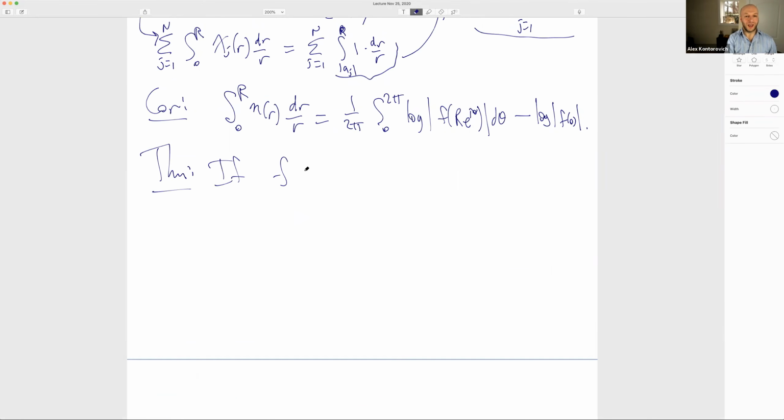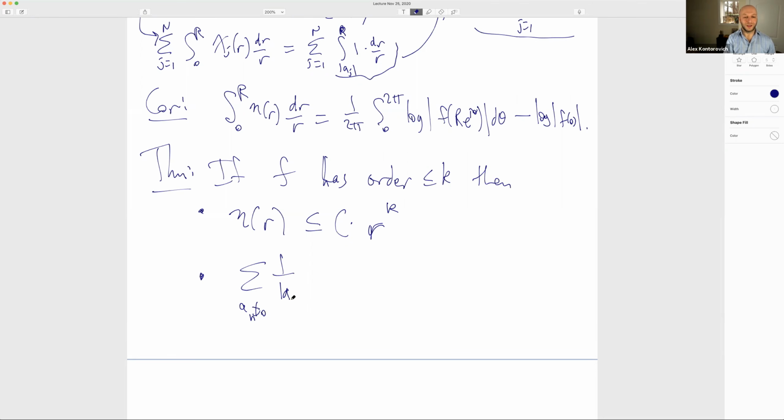Theorem: if f has finite order at most k, then two things. This function n of r grows at most like some constant times r to the k. k doesn't have to be an integer. And if I take the non-zero zeros and I take the series with exponent s strictly greater than k, then this converges. Those are the two things we want. And now we're very close to a proof. So far, so good?